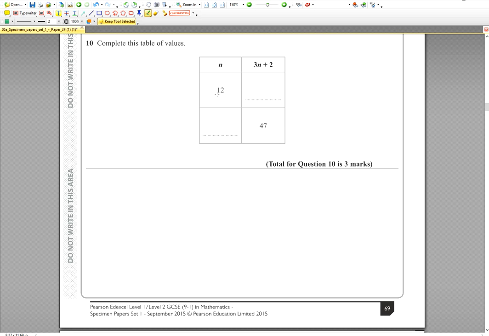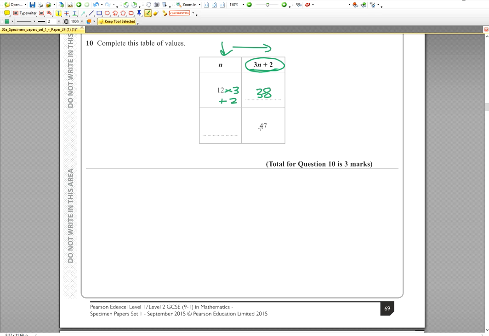Complete this table of values. So we have n, and then it becomes 3n plus 2. So we have to times this one by 3, which gives us 36, and then add another 2 that gives us 38. So that's really more working out on the side.